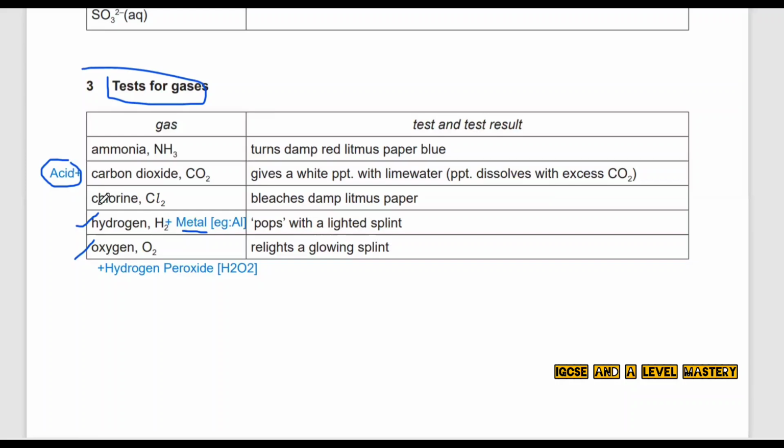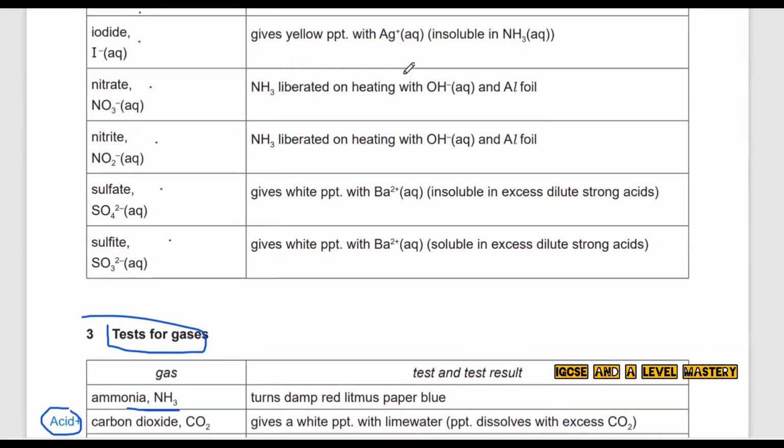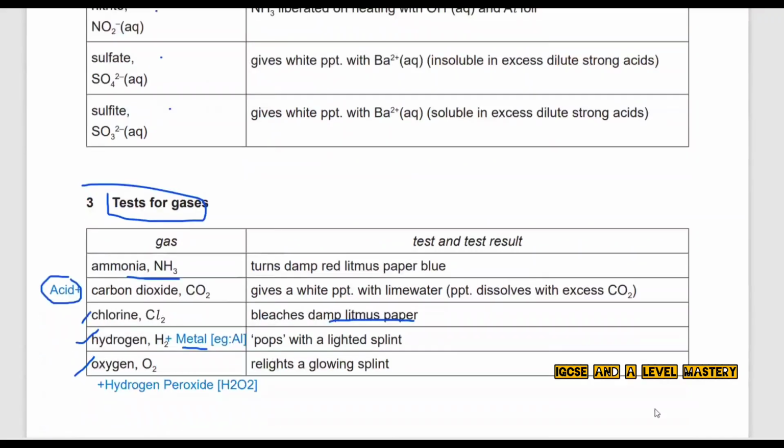Now the next one is for chlorine. For chlorine, we just have to heat it, and then we have to test the gas by using a damp litmus paper. And for ammonia also, we have to just heat it, or we can do it by adding NaOH and aluminum foil. If these two reagents are added and heated, then also we will get ammonia, or else just by simply heating also we will get ammonia. So for chlorine and ammonia, we will be using the litmus paper test.